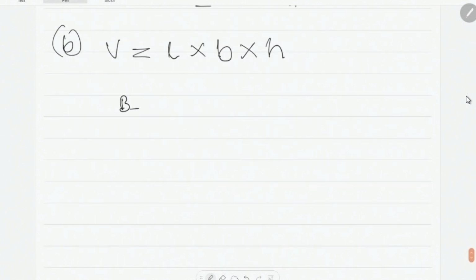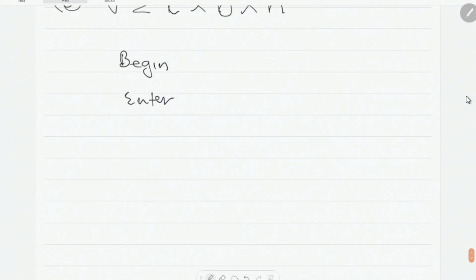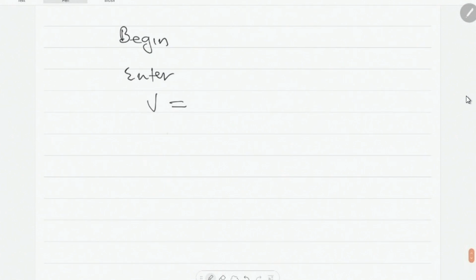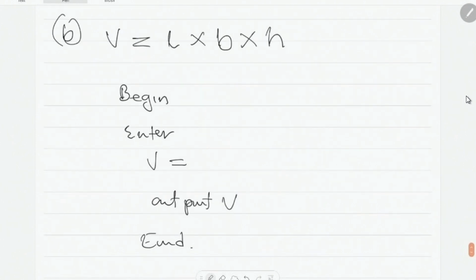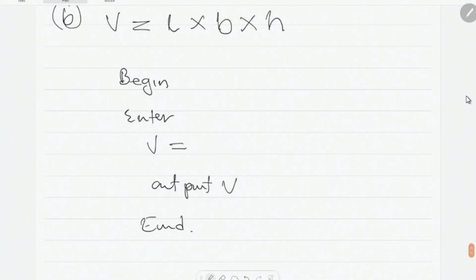So after enter we have volume is equal to, then there is output, which is V, and then the program ends. So what we know is that volume of a cuboid is given by L times B times H. But since we are talking about a program, this is a pseudocode, and we are using an algorithm. It's an algorithm, and we are using pseudocode to actually represent or present this algorithm.